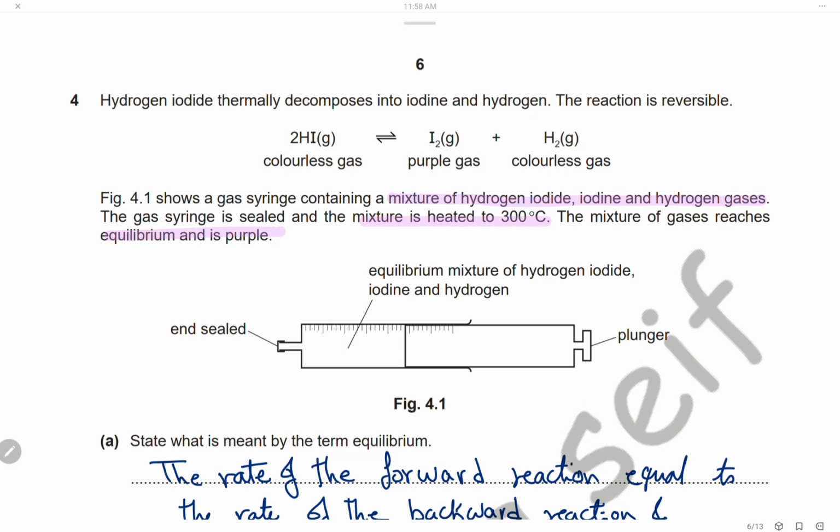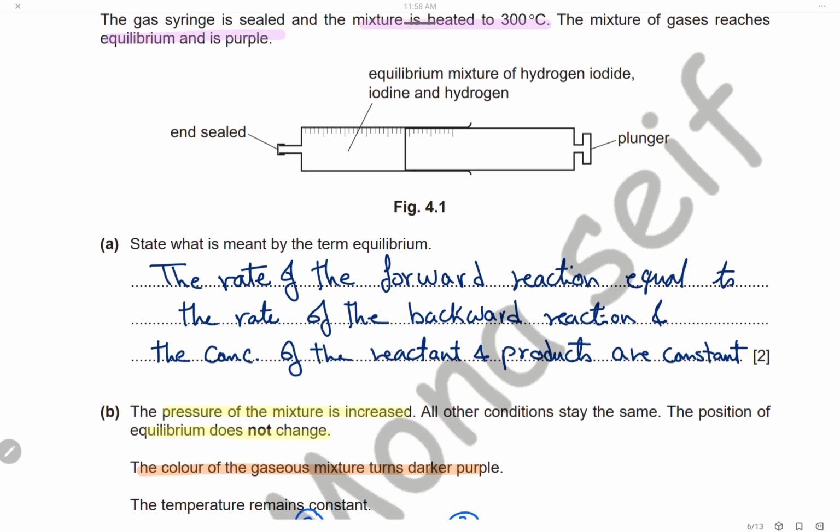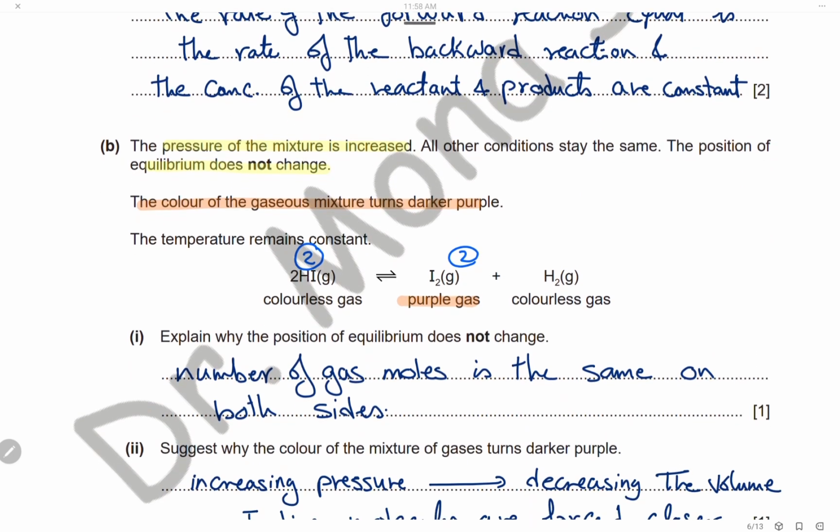First, state what is meant by equilibrium. Equilibrium is a reversible reaction where the rate of the forward reaction is equal to the rate of the backward reaction, and the concentrations of the reactant and the product remain unchanged, or they are constant. The pressure of the gas mixture is increased and all other conditions are kept the same. So by increasing the pressure of the mixture, the position of equilibrium doesn't change, but the color goes darker purple. So we will only increase the pressure. All other conditions are kept the same. The position of equilibrium doesn't change and the color turns darker purple.